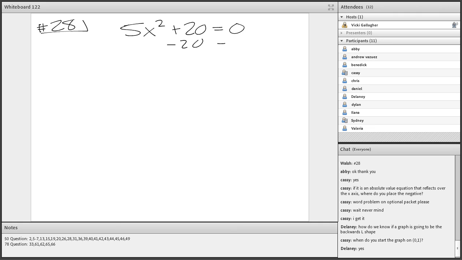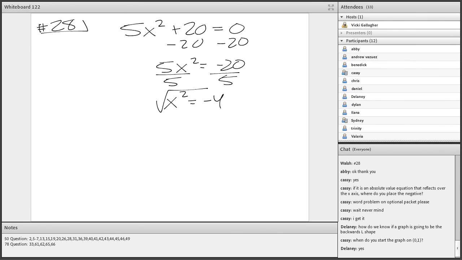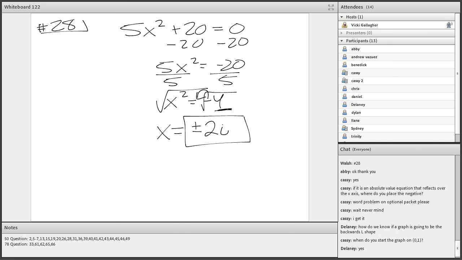So I'm going to minus the 20 from both sides. I'm going to divide by 5. And then to get rid of a square, I square root. And anytime you square root, you have to put a plus or minus. I know the square root of 4 is 2. And since it was negative, I need an i. And those are my 2 answers. This problem has 2 answers because it was x squared. My 2 answers are positive 2i and negative 2i.